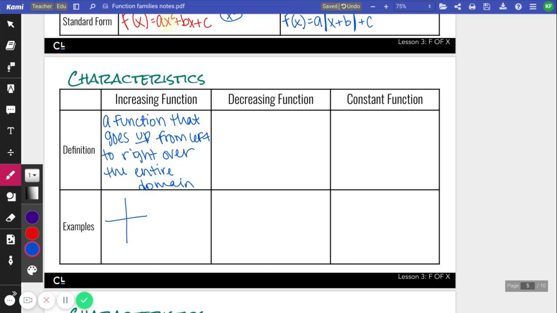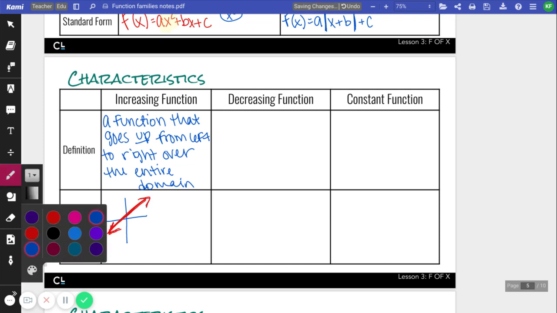If I have my x and y axis here, I could have a linear function that's going up from left to right. So I read it just like I would read a sentence or read a book. I start from the left, go to the right. As I follow my line here, I see that it's going up from left to right. Exponential functions can also be increasing. This would be an example of an increasing exponential function. So it starts on the left, goes up to the right.